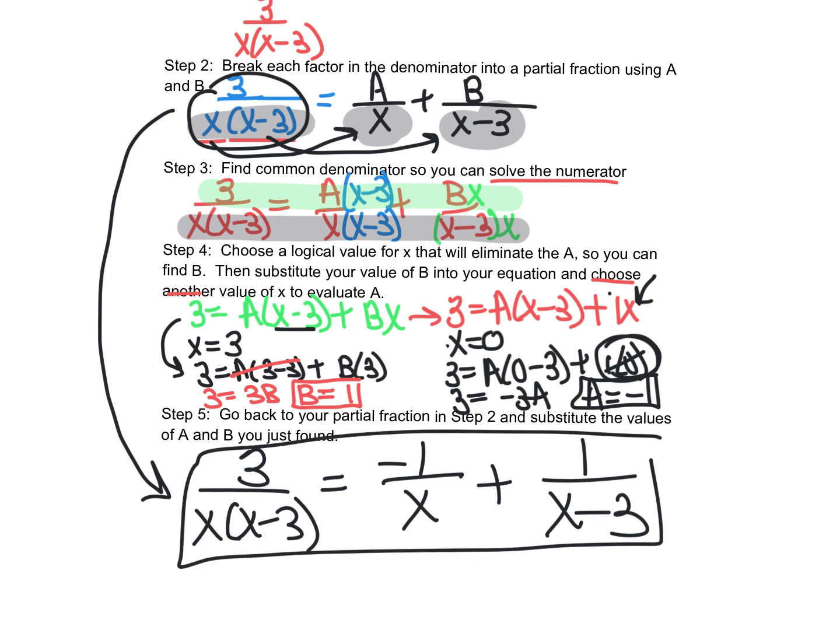Okay, so we just basically went back, we figured out what A was, we figured out what B was, and we substituted them into our original partial fraction equation up there on the top.